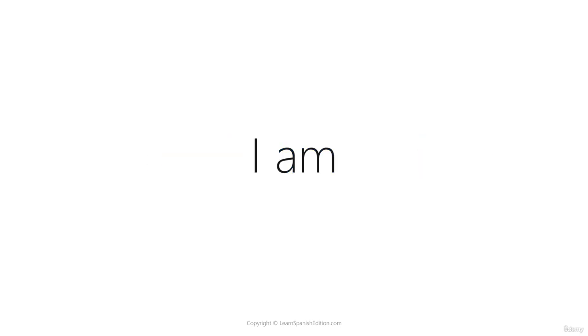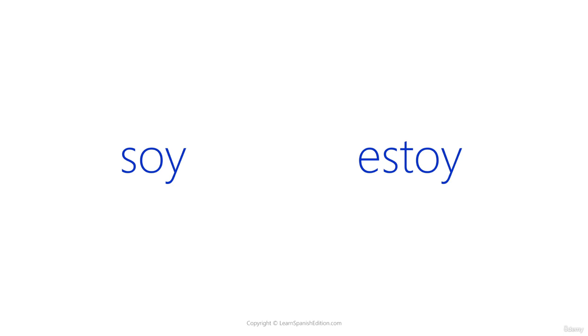To say I am, once again, we have two options in Spanish. The two options are soy and estoy. Soy comes from the verb ser, whereas estoy comes from the verb estar. Right, so whenever you want to say I am, just like before, you have to choose. Does it fall on the ser side or does it fall on the estar side? This is the main question that you need to ask yourself. Once you have your answer, it will lead you into the correct sound.